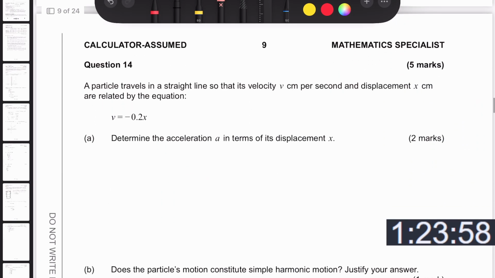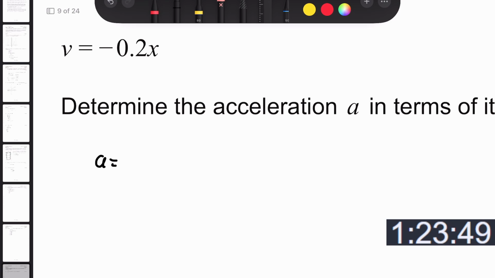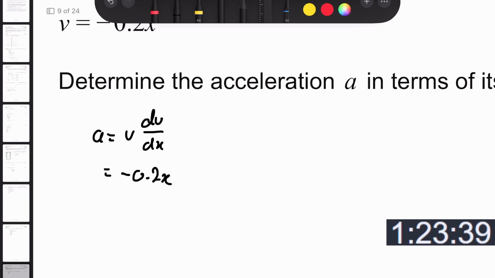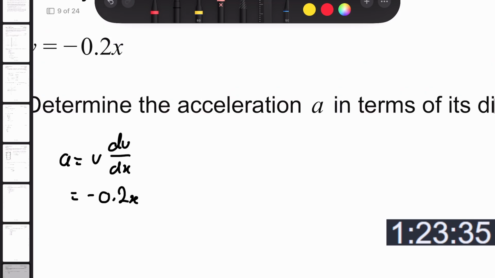A particle is traveling in a straight line, so its velocity is related by the equation. Determine the acceleration in terms of displacement x. So acceleration is equal to v dv dx. So it's going to be negative 0.2x times negative 0.2, so it's going to be negative 0.04x.